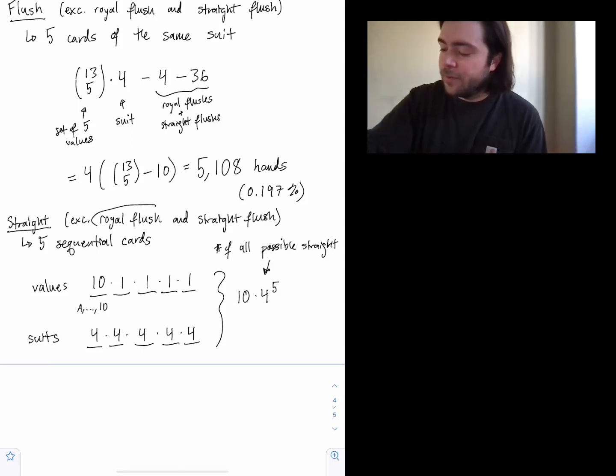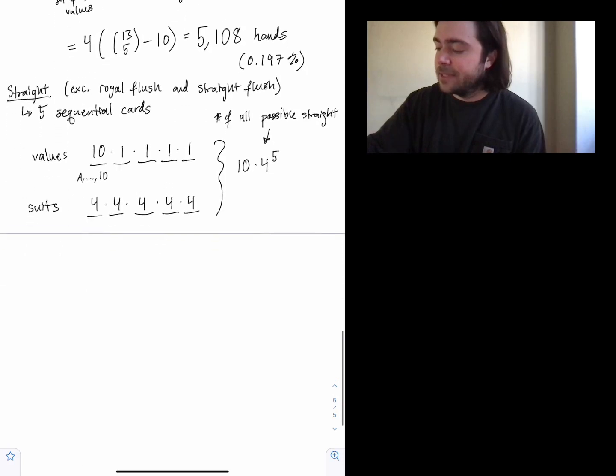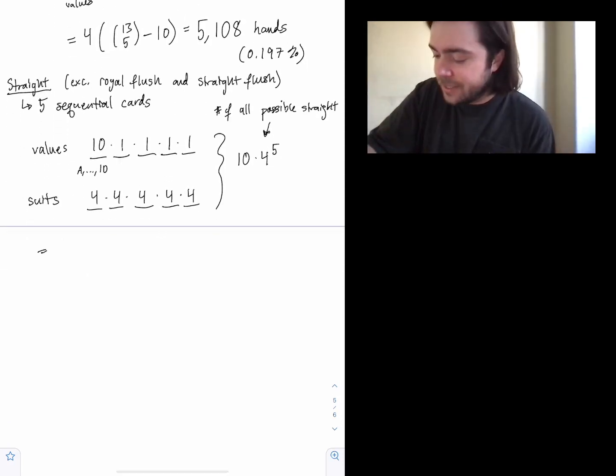But again, we want the hands that are at best straights. So they can't be a royal flush and can't be a straight flush. So same thing as before, we can just subtract that off. So 10 times 4 to the 5th, this is all the straights. Then we want to subtract off the royal flushes. I remember there were 4. And the straight flushes, there were 36.